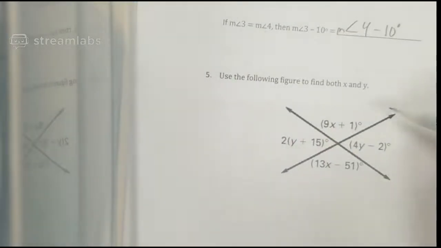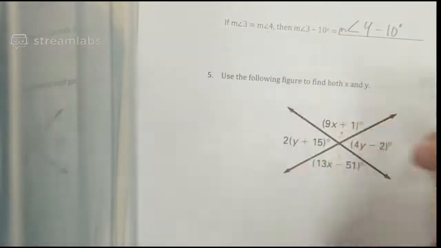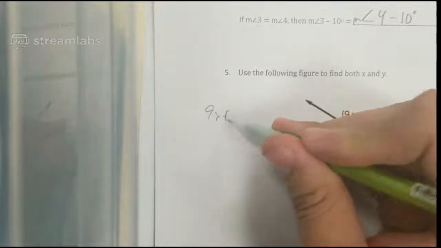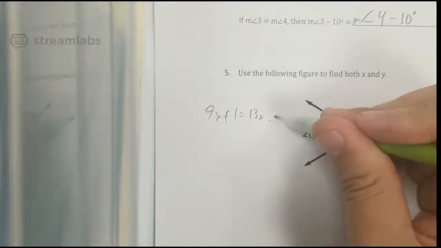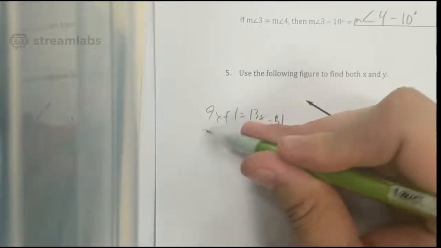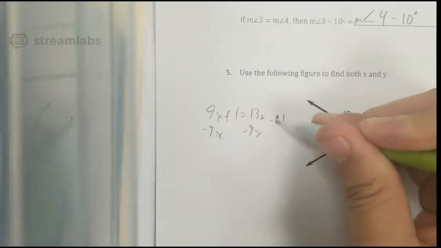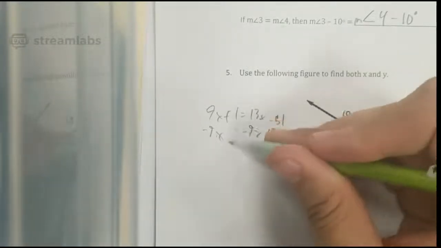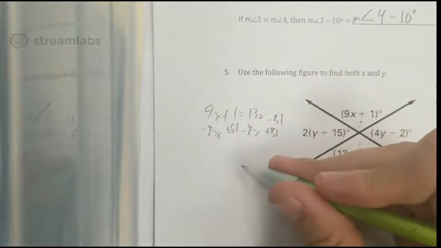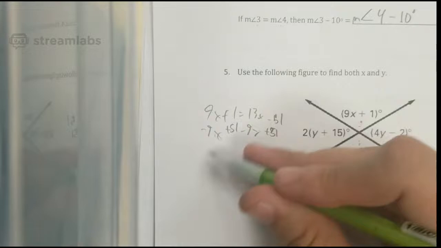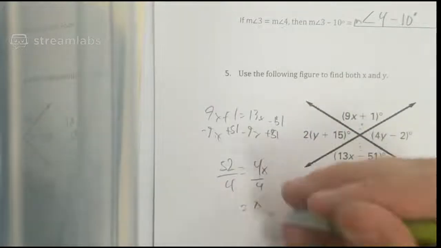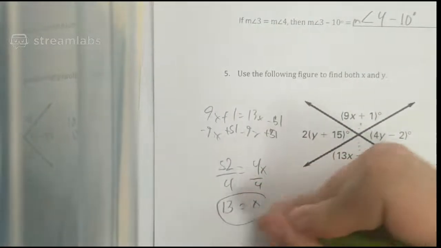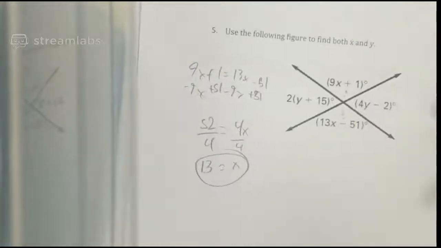Number 5, use the following figure to find both x and y. So these two are vertical angles. If they're vertical angles, you can set them equal to each other. So for the x, you do 9x plus 1 equals 13x minus 51. Again, move the smallest x over, so minus 9x, minus 9x. Move the 51 over, plus 51, plus 51. This is 4x, and then this should be 52. Divided by 4, divided by 4. X should equal 13. So x equals 13.